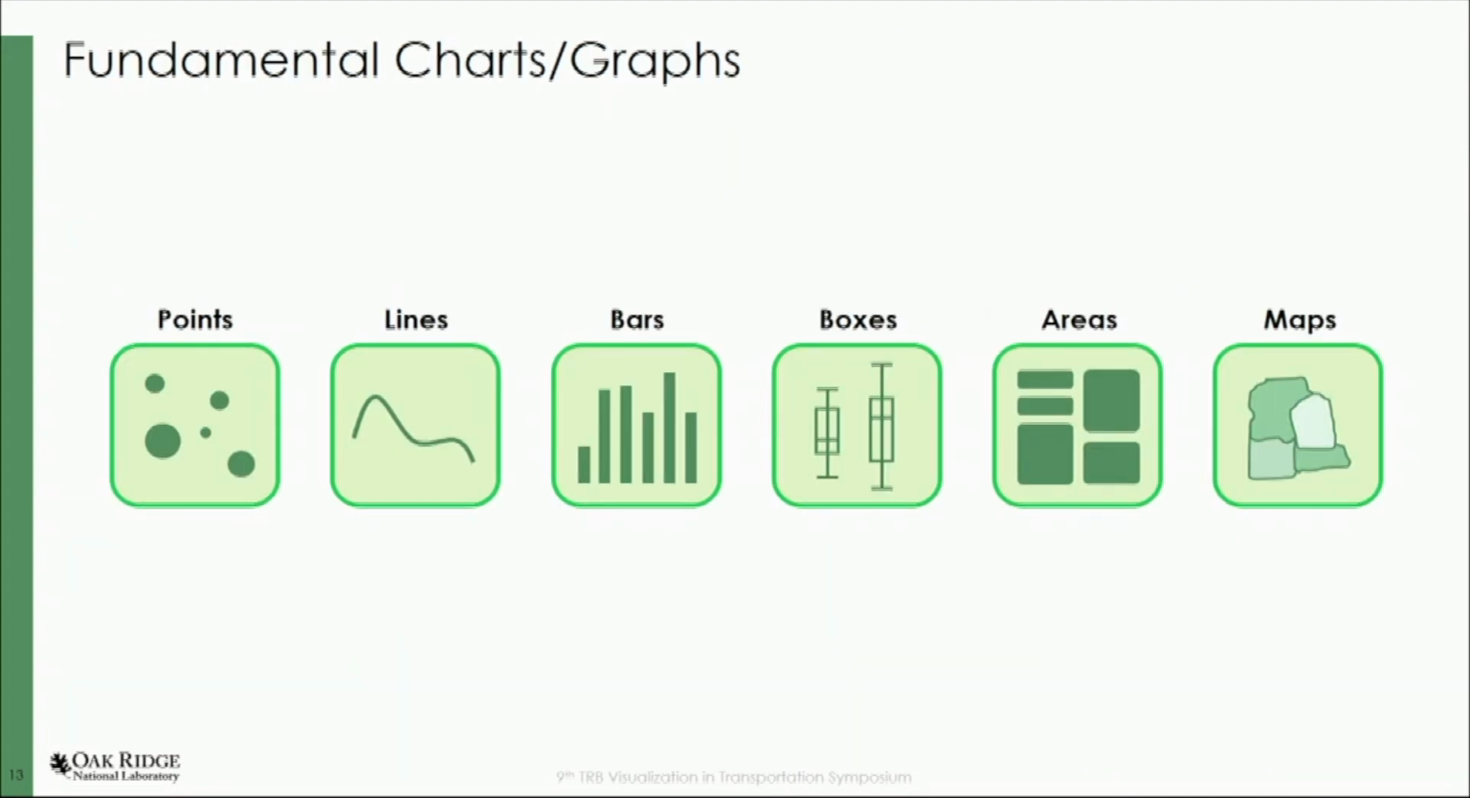So this is what we propose. We think there are basically six fundamental charts. Stephen Few is a writer who writes visualization books, and he proposed the first four or five. He doesn't like area charts, but this is based on what he did, and then expanded for the National Household Travel Survey data that we can utilize. So these are the fundamental charts, including points, lines, bars, boxes, area, and maps.